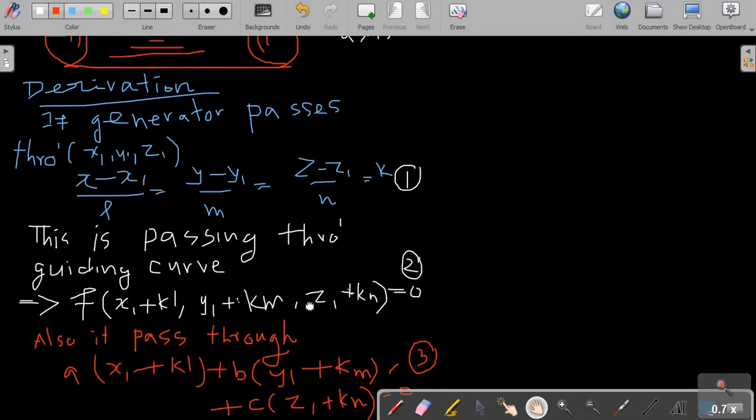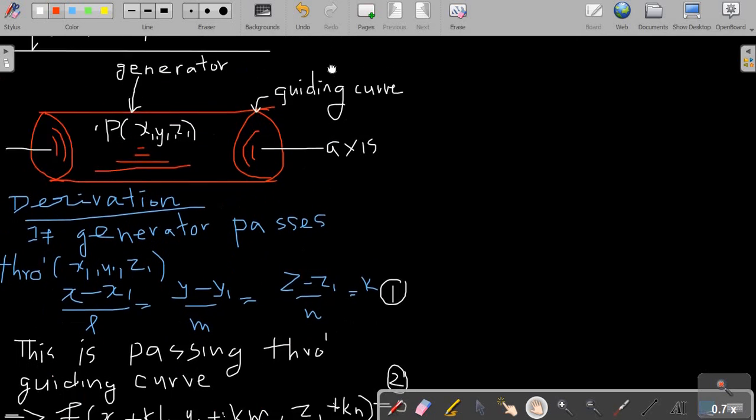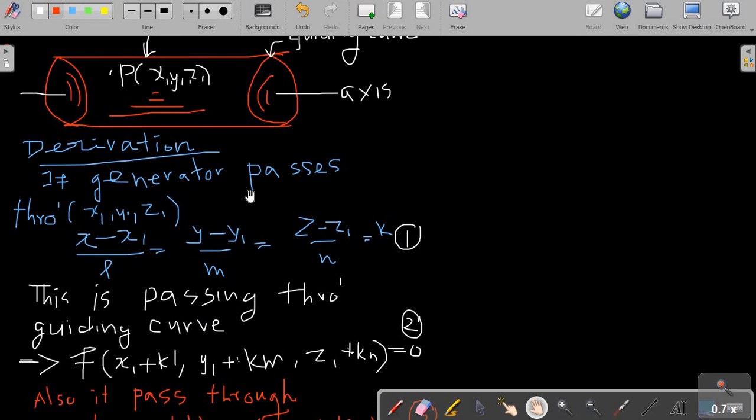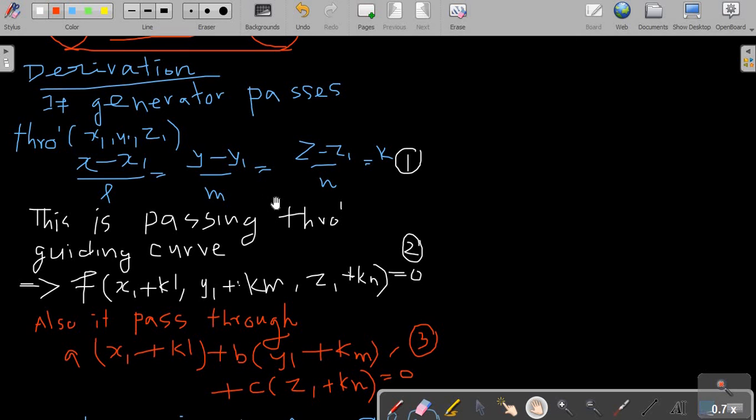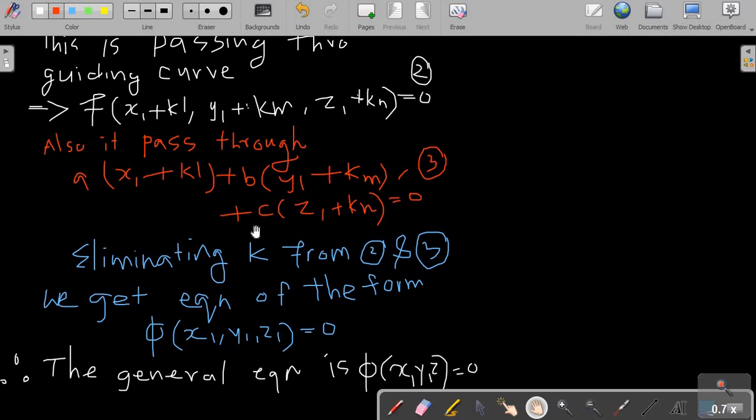Not only that, that particular point also satisfies another equation. What is the other equation? Yes, a plane equation: ax plus by plus cz equals 0. Okay, so that's this particular equation. So this particular point should satisfy this equation also, because the base curve is the intersection of a plane and the curve, so it should satisfy this condition also.